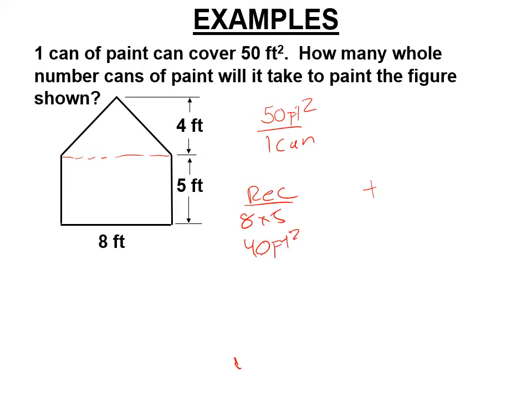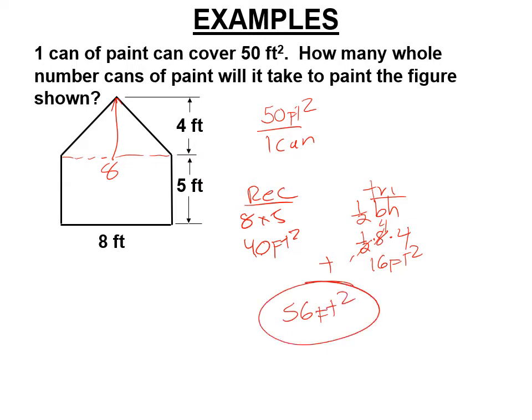The triangle on the top, remembering it's 1/2 base times height. The base is 8 because it's the other side of the rectangle. 1/2 times 8 times 4, the height straight up to the top. And so you can cancel, and this is 16 square feet. So you add those together, and you get 56 square feet. So the whole thing is 56 square feet.